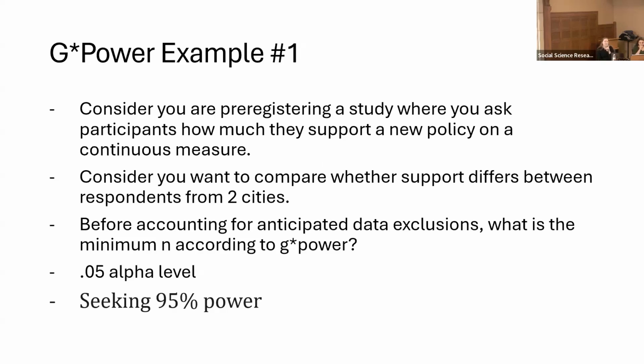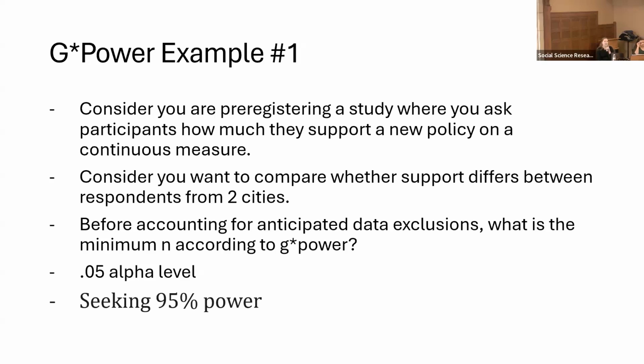So I'll set the scene for us so that we can all work on the same example problem together. Consider you're doing a pre-registration where you're going to be running a study where you want participants to tell you how much they support a new government policy, and it's going to be a continuous outcome measure. So you could also consider this as comparing whether support differs between respondents from two cities, for example.